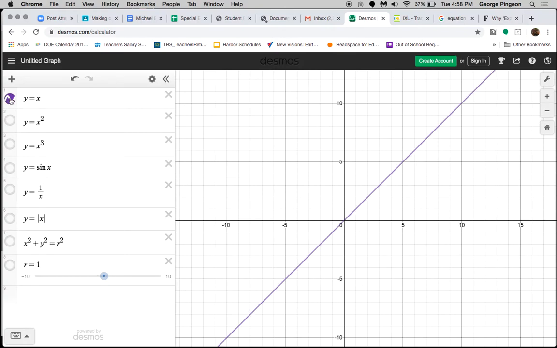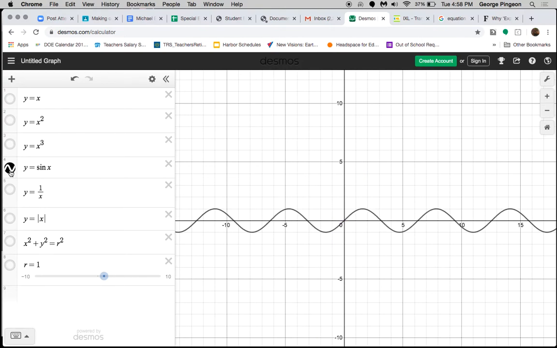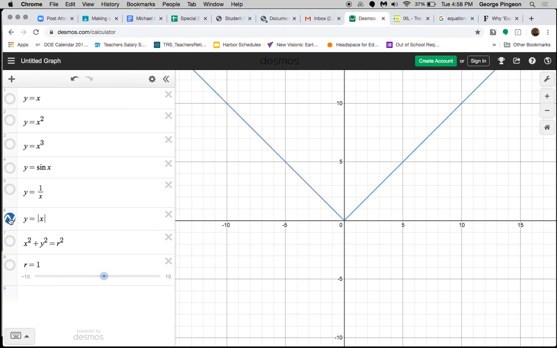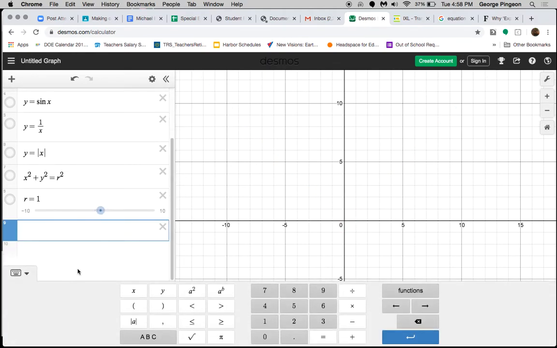So that's a linear function, so just a straight line. Quadratic function, parabola. Cubic function. Trigonometric or periodic function, which is a wave. Rational function, 1 over x. So x can never be 0, so you have these horizontal and vertical asymptotes where these lines never quite touch 0. Absolute value, which looks like a V. That's a circle.